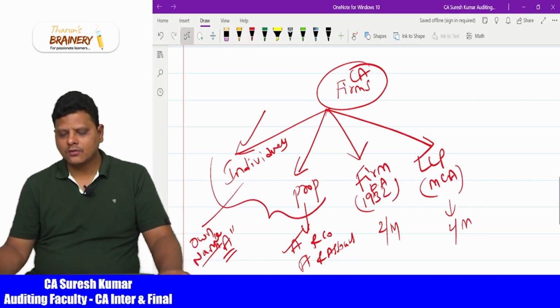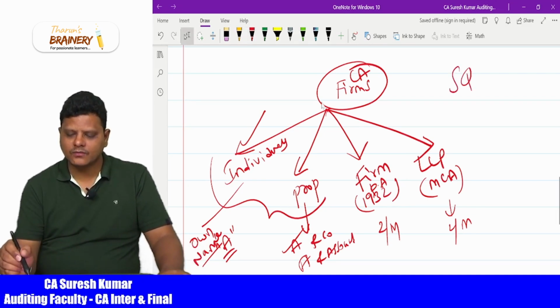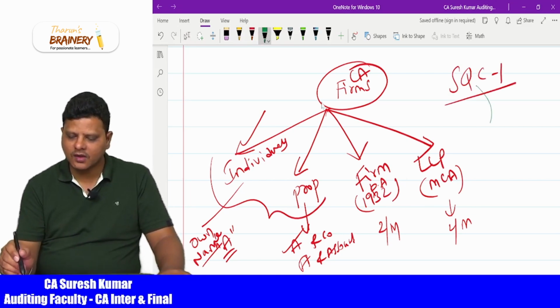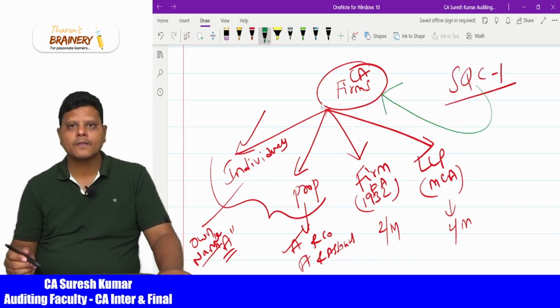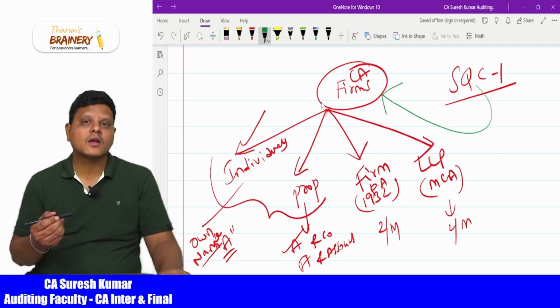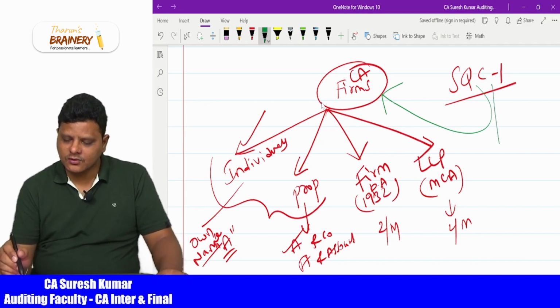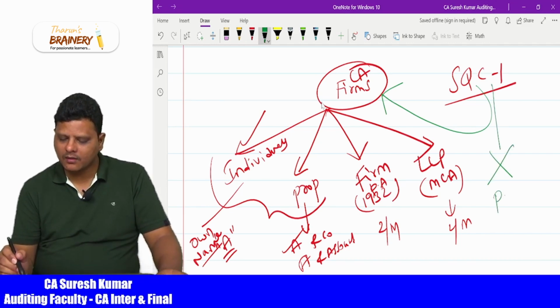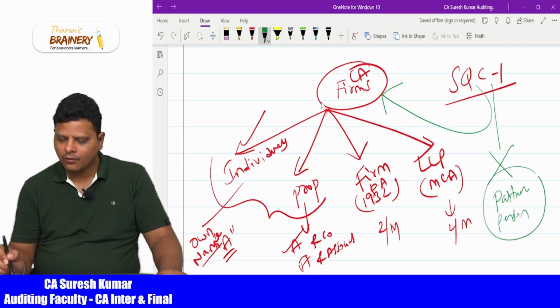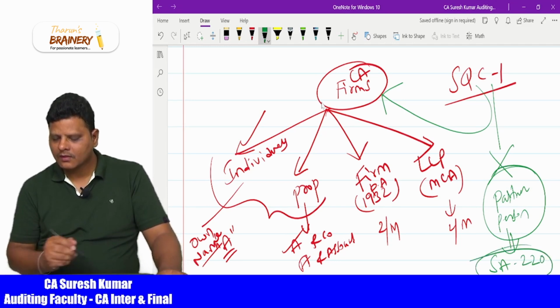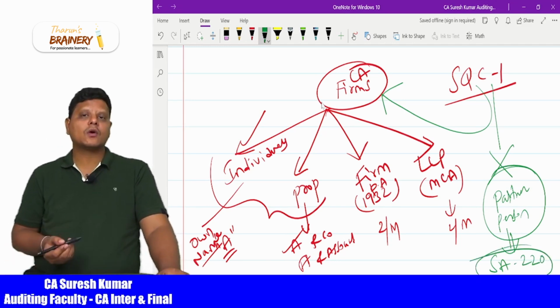Now coming to SQC1, we are discussing SQC1. What I mean to say is, SQC1 is applicable to the firm. So what do you mean? It means when I am talking about the firm, SQC1 is not applicable to the partners or persons. Why? The reason is we have given a separate standard, standard number 220, for the auditors to maintain quality controls.